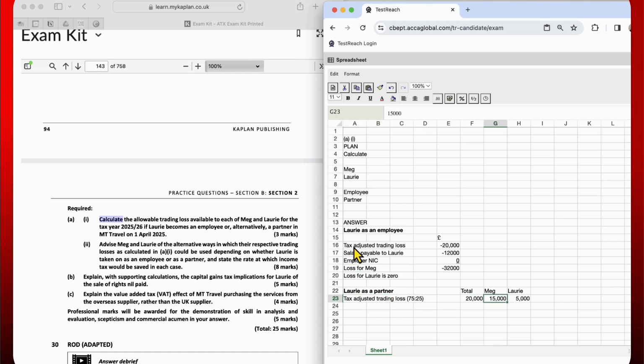So even though the weighting is slightly different in the actual marking schedule, there was 2.5 marks available for dealing with Laurie as an employee and 1 mark available for dealing with Laurie as a partner. You're not going to know that in the exam. You don't know what the exact marking schedule looks like, the breakdown. But having a plan helps you to start filling out the gaps and helps you manage the number of marks.